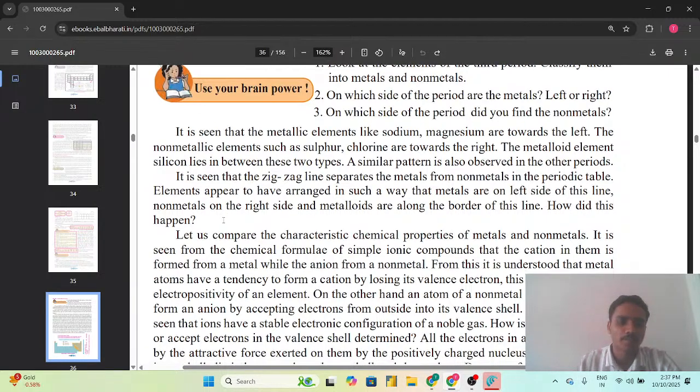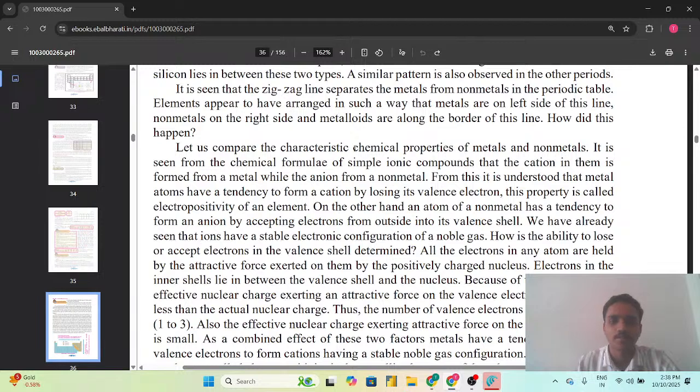How did this happen? Let us compare the characteristics and chemical properties of the metals and the non-metals. As we have studied in the lower classes, metals show properties like sonority and malleability and all, but non-metals do not have similar properties.